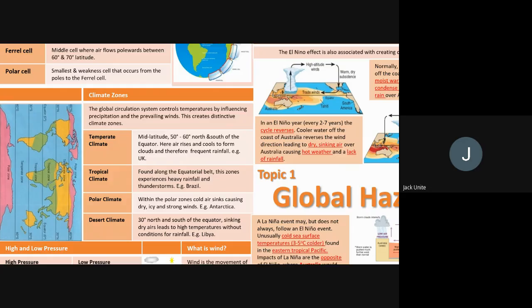So here, if you think back to the diagram, you can see that there is sinking air, which brings dry, icy, and strong winds. Okay, so really nice and simple. Sort of then around that, so we've got our temperate and our polar.